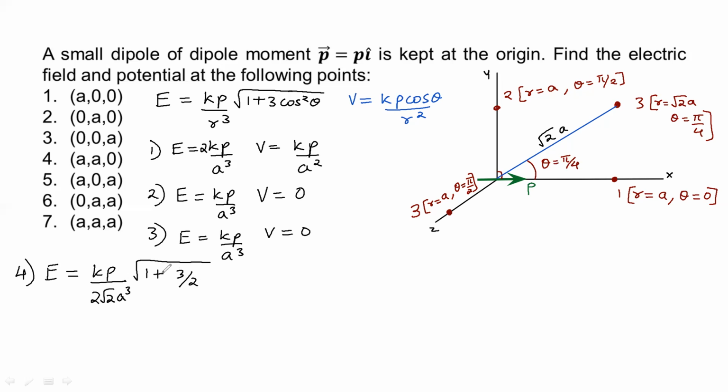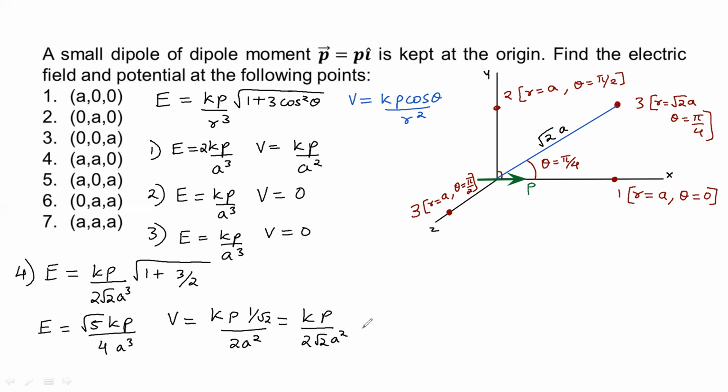You can see that I'll get a root 5 in the numerator, and a root 2, and that root 2 will get multiplied with this root 2. And finally you have E is equal to root 5 kp over 4a cube. That's the electric field. All right. What about potential? Potential is going to be equal to kp cos 45, which is 1 over root 2, divided by 2a squared. Okay, so that is going to be kp by 2 root 2 a squared.